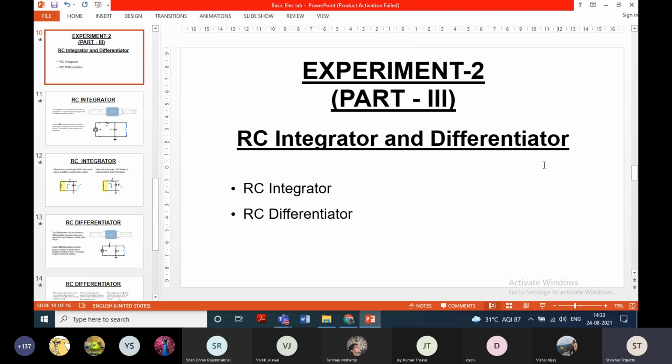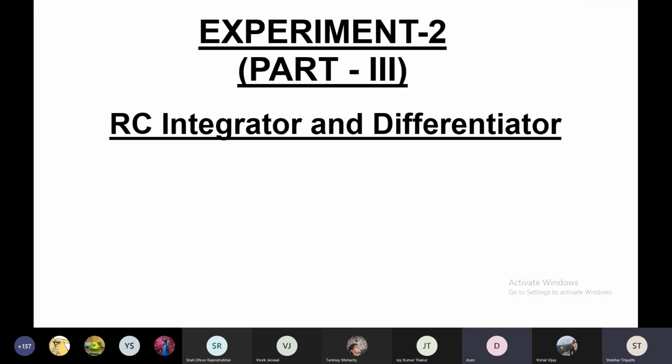So good afternoon, everyone. Is my screen visible? Yes, sir. So good afternoon, everyone. Now I will be covering the experiment dealing with the simulation of RC integrator and differentiator. I'll be just touching upon the theory, and then we will be moving towards the simulation part.